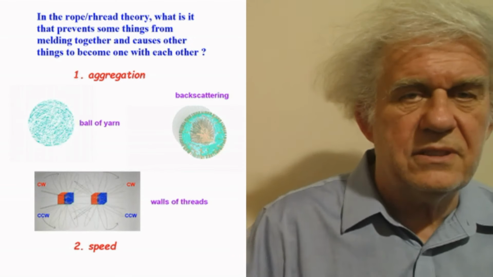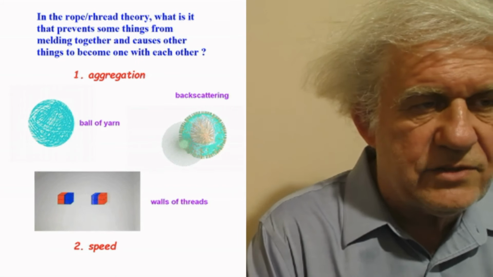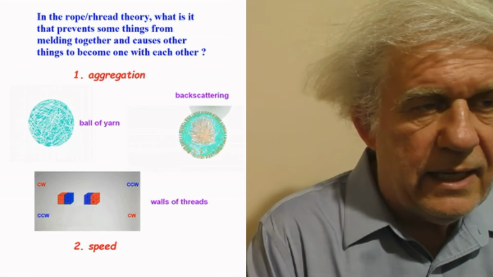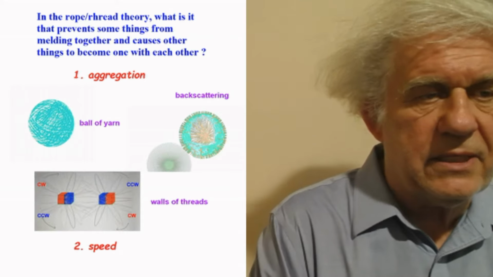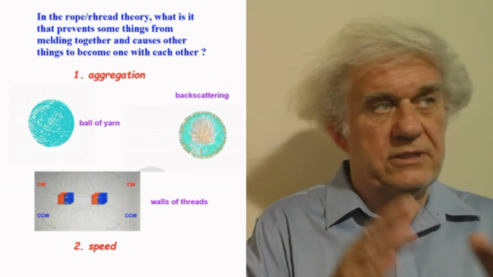Okay, a couple more issues here. One is touch, a touchy issue. Everybody likes to ask this, they're concerned about touch. If the rope thread is here, what is it that prevents some things from melding together and becoming one with each other? Okay, and I don't like to talk about this touchy issue.